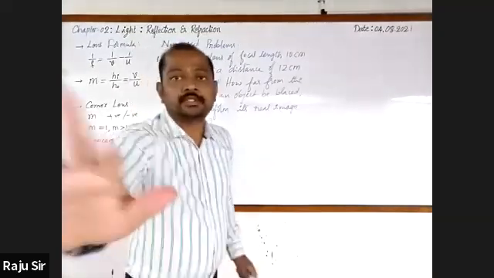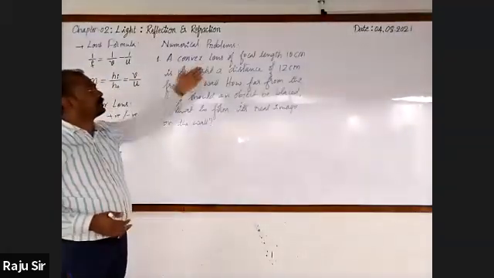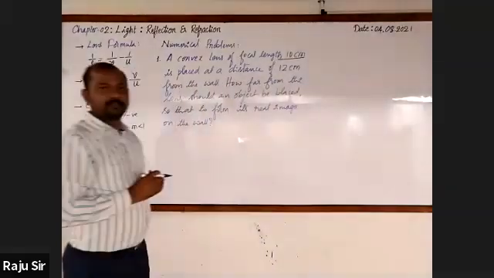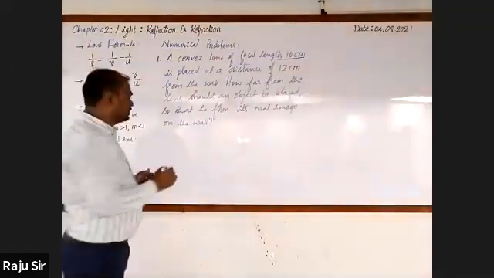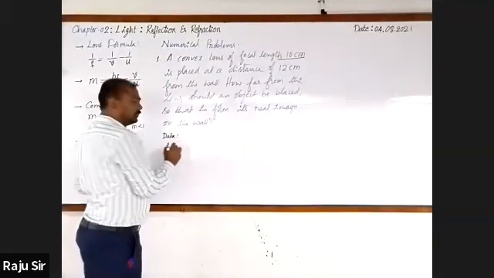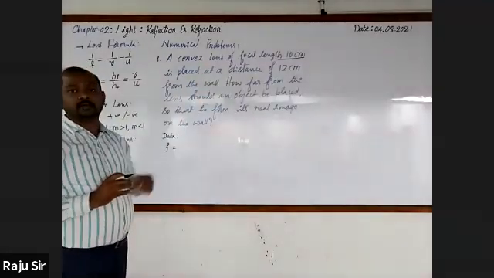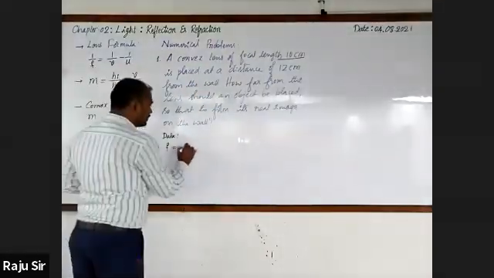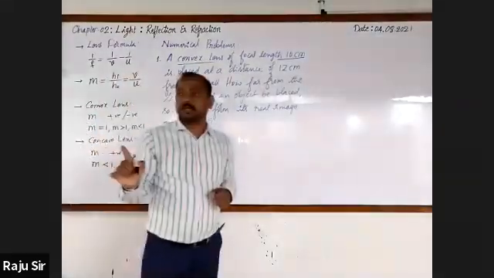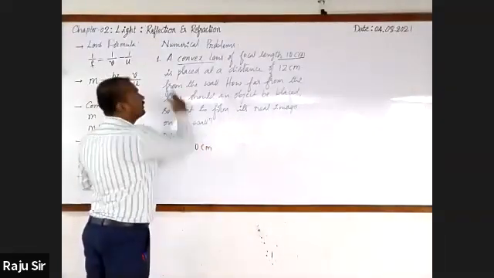Please go through the given statement once. It is a convex lens of focal length 10 centimeter. Focal length is already given. It is 10 centimeter. Just let us write that in data. F is equal to, positive 10 centimeter or negative? It is positive, because we all know that focal length of the convex lens is always positive. Plus 10 centimeter. Continue.